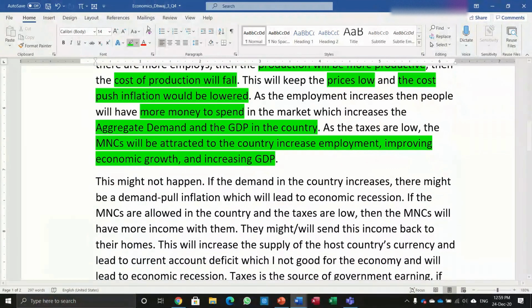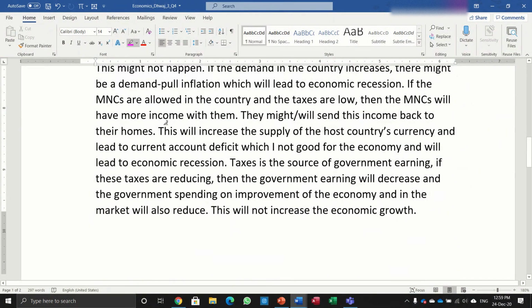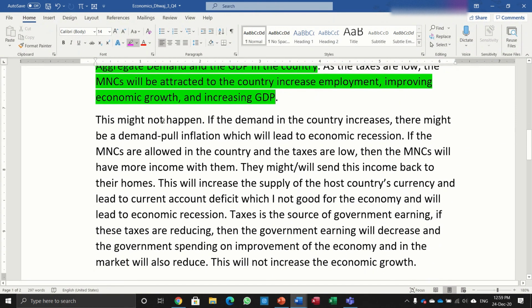Now for the same, we have the against points. This might not happen if the demand in the country increases. There might be a demand pull inflation. So this is the first point, which will lead to economic recession. This is my first point.